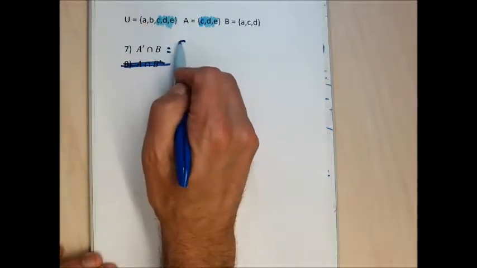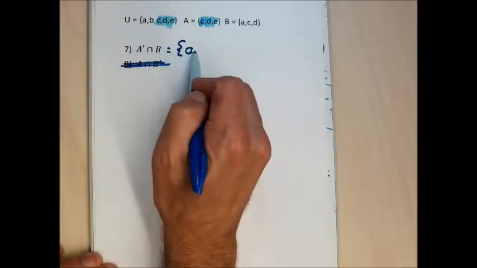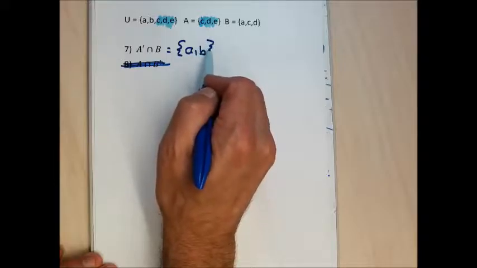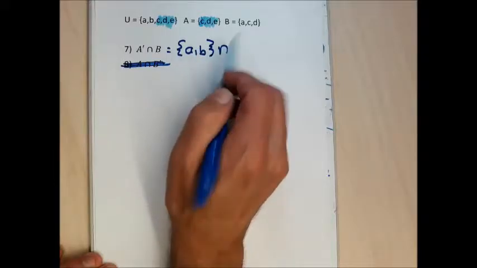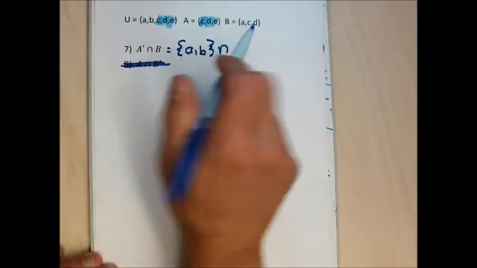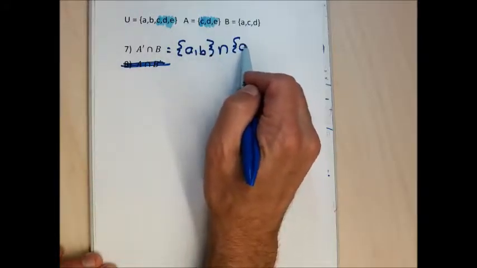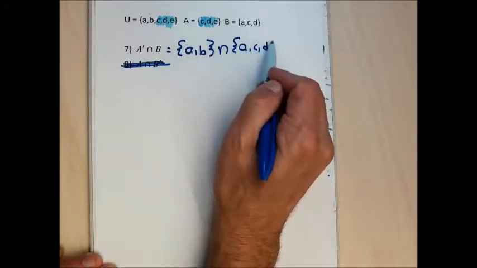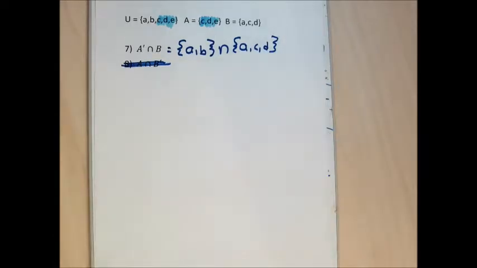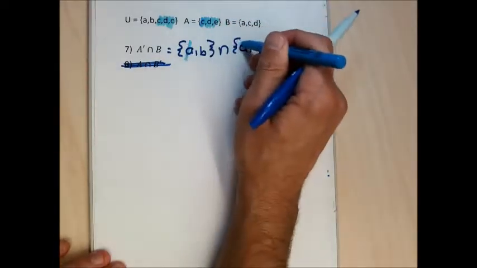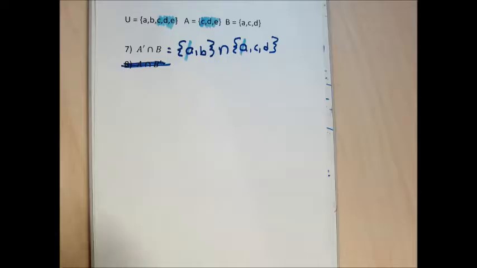So this problem right here, I'm going to do A complement, which is the letters A and B, the set containing those, intersection, and I can leave set B alone. Set B has the letters A, C, and D. And when I intersect, I look to see what the sets have in common. The only letter those have in common is the letter A.